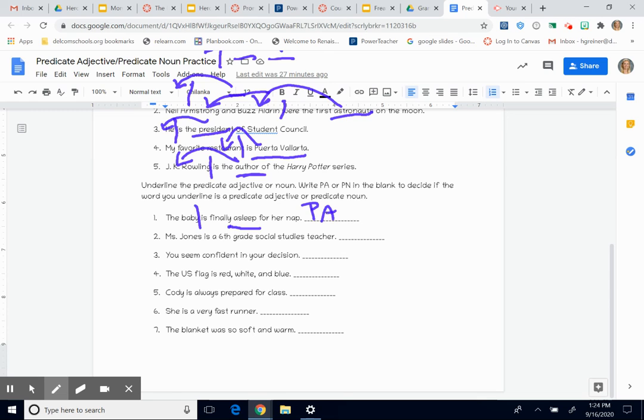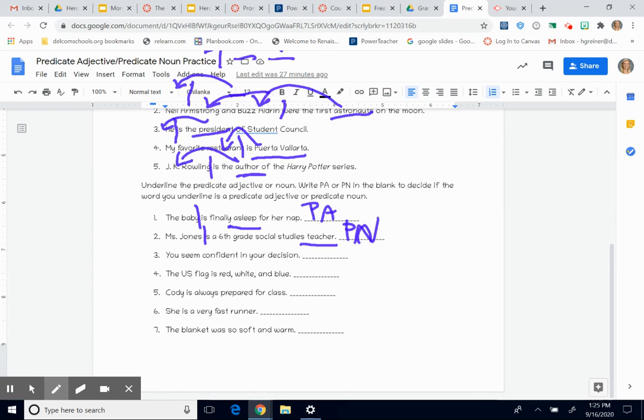Miss Jones is a 6th grade social studies teacher. Find my linking verb. What is Miss Jones? She's a teacher. Teacher is renaming Miss Jones. My pen decided not to work, so I'm using my finger and it is a little bit messy. Hopefully you get the gist.